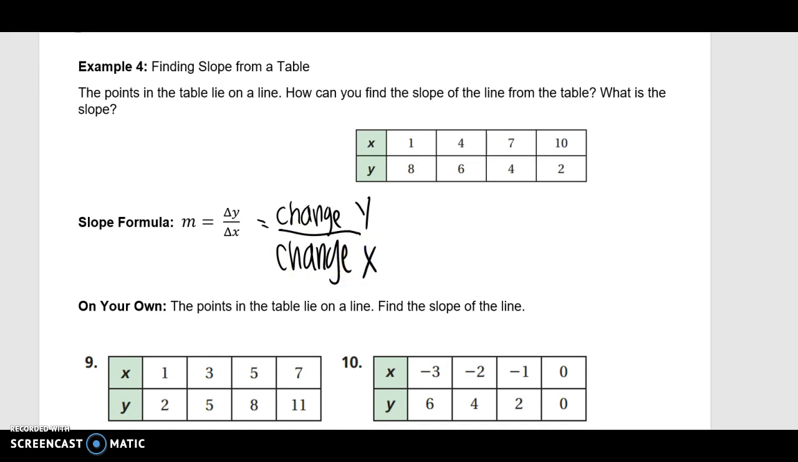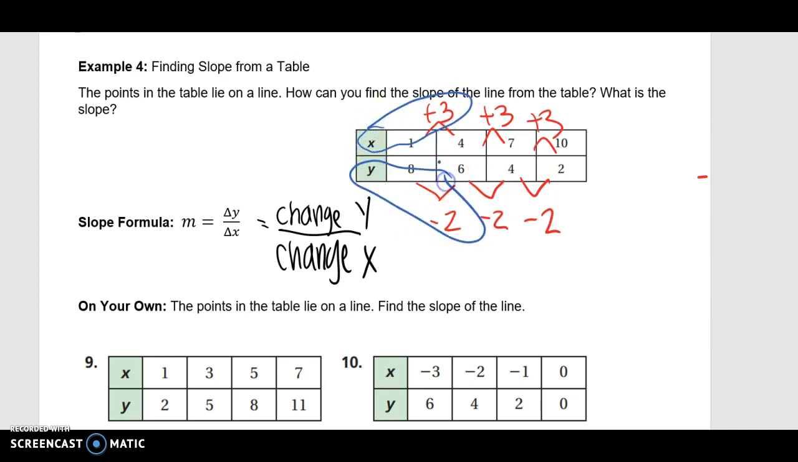Change means how it is differing from point to point. So from 1 to 4, you're adding 3. 4 to 7, 3. 7 to 10, 3. From 8 to 6, you're subtracting 2, subtracting 2, subtracting 2. So now, after I figure out what each point is going by, I can figure out that my change in x is 3, my change in y is negative 2.